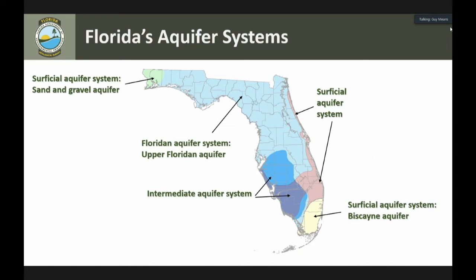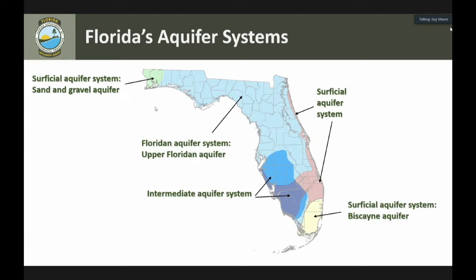Many of you hopefully are familiar with the Floridan aquifer system, which is one of the most productive aquifer systems in the world, and it underlies the entirety of the state. So this graphic I'm showing you doesn't represent the distribution of all of these aquifers. It simply shows which aquifer systems are utilized as drinking water sources.